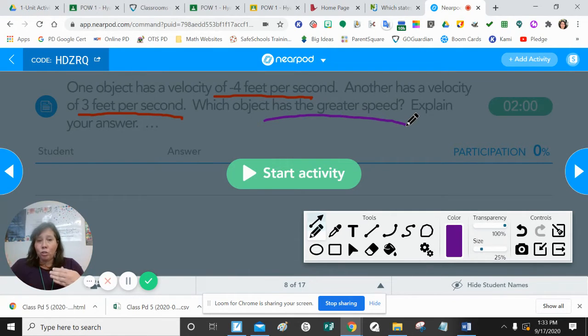So if you're looking at our 2 velocities, negative 4 is 4 steps away from 0, whereas 3 feet per second is only 3 feet or 3 steps from 0. So the object with the velocity of negative 4 feet per second has our bigger speed, or our faster speed, because negative 4 is further away from 0 than 3. So when we're talking about velocity and speed, we're talking about distance from 0, how far away it is from 0, and which direction.